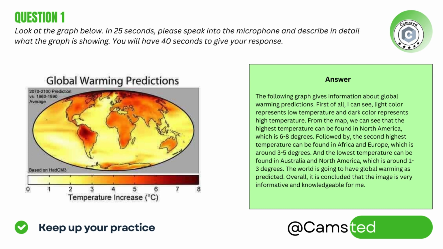5 degrees. And the lowest temperature can be found in Australia and North America, which is around 1 to 3 degrees. The world is going to have global warming as predicted. Overall, it is concluded that the image is very informative and knowledgeable for me.